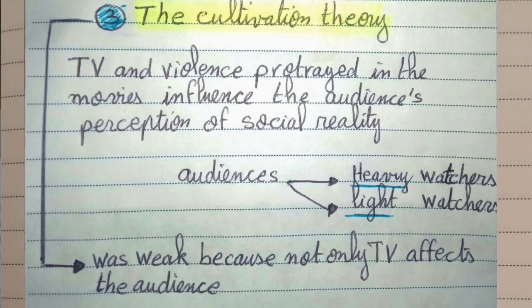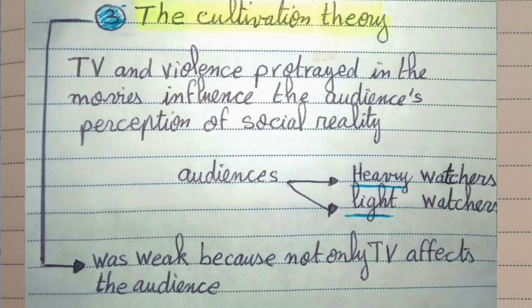This theory classified people into two categories: heavy watchers who watch TV more than 4 hours per day, and light watchers who watch TV less than 4 hours per day. But what made this theory also weak is that audiences' perception of social reality is influenced not only by TV, but also by other media and other factors such as age, gender, cultural backgrounds, and so on.